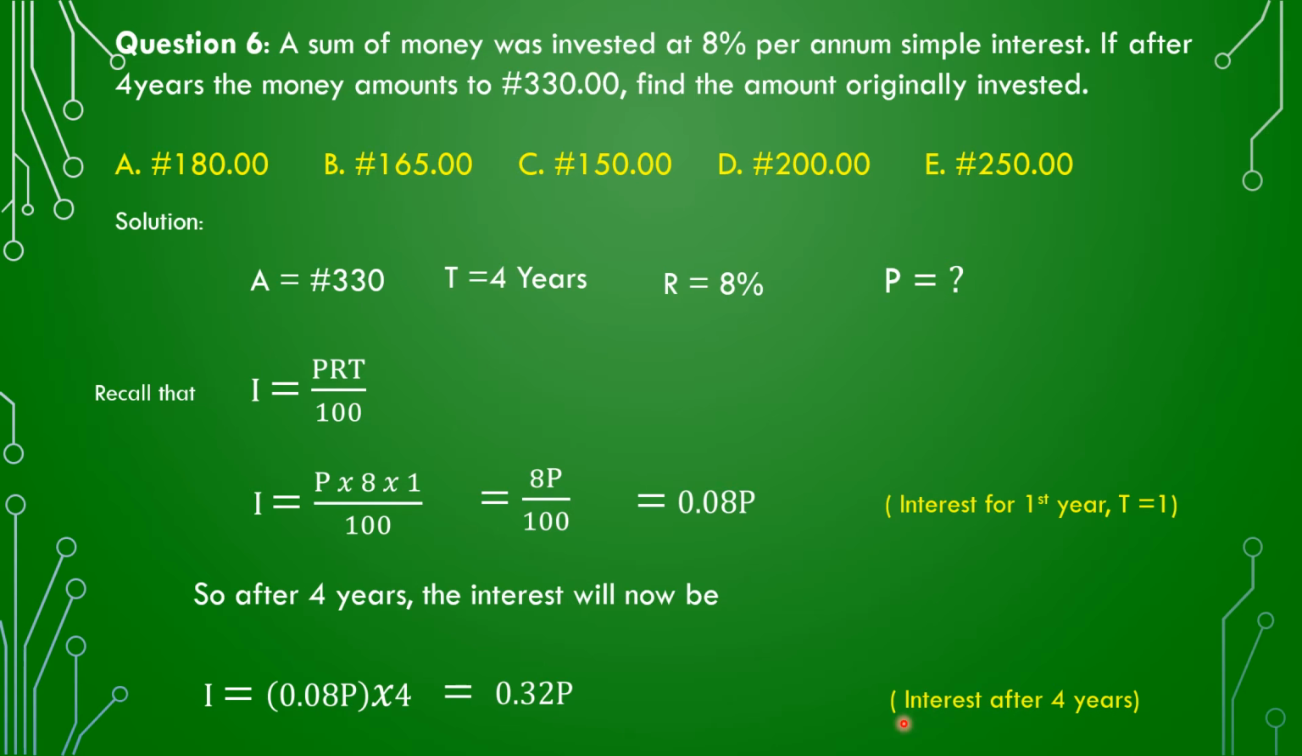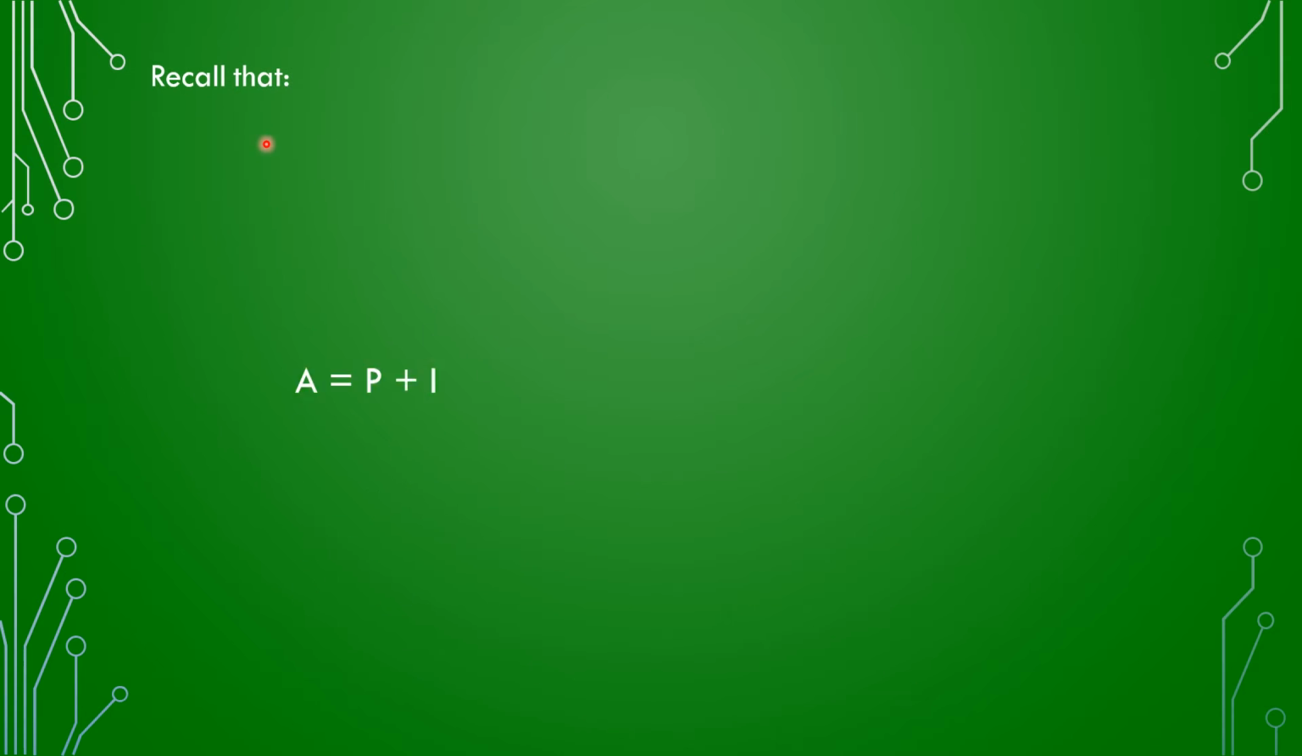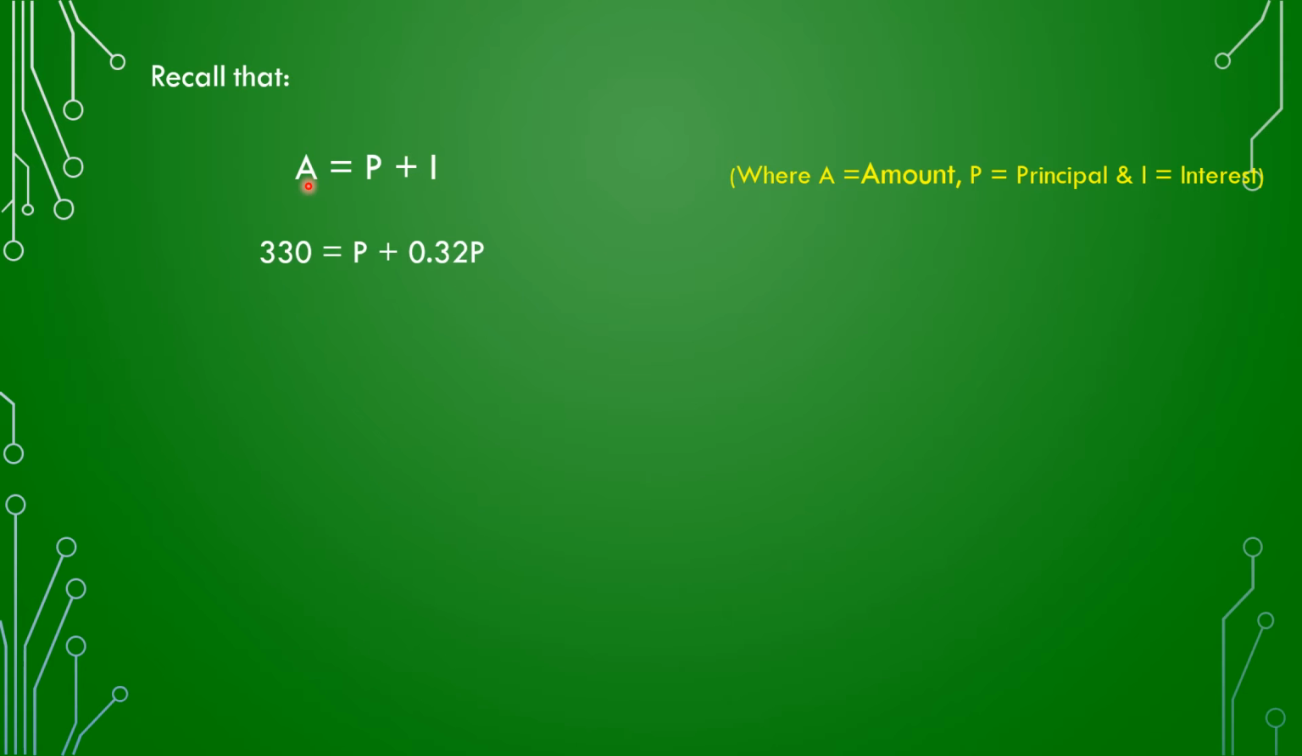Don't forget, this is not the interest after 4 years. We have the interest for the first year, we have the interest after 4 years. We are looking for the principal P. So recall that our amount A is equal to principal plus interest, where A is the amount, P is the principal, and I is interest. In part 1 of this video, you will see this formula among the 5 formulas given to you.